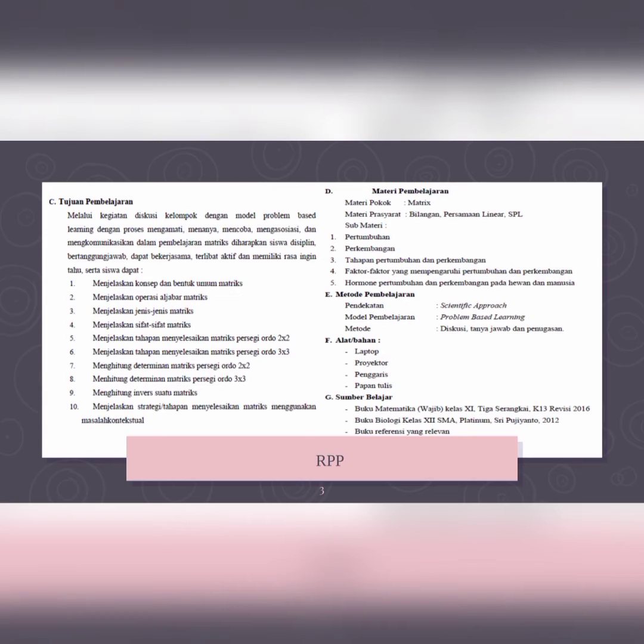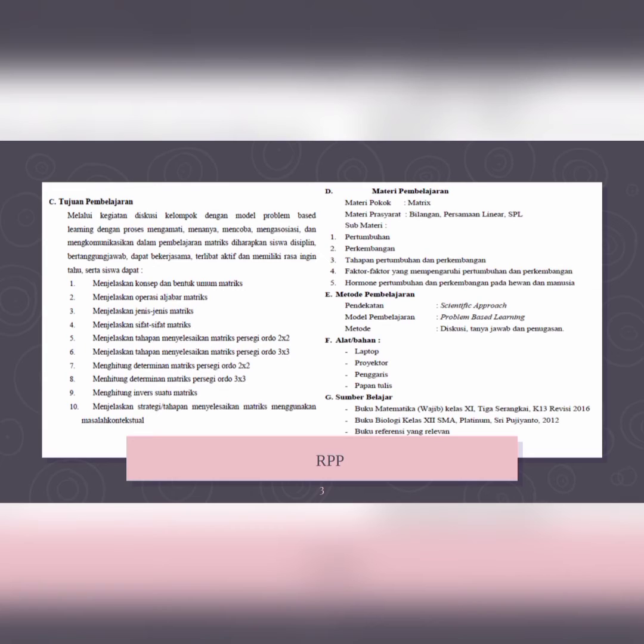And the next is the tool or material, atau alat bahan, as media for the learning. For example, laptop, proyektor, penggaris, papan tulis.